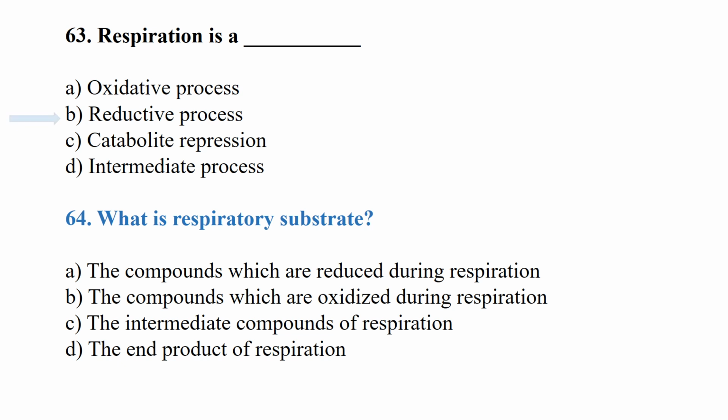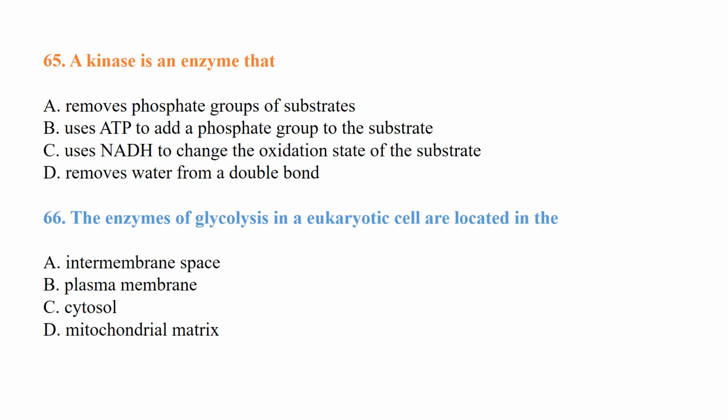Respiration is an oxidative process. What is the respiratory substrate? तो the compounds which are oxidized during respiration उसको हम respiratory substrates कहते हैं. A kinase is an enzyme that, kinase क्या करता है, uses ATP to add a phosphate group to the substrate. तो kinase हमेशा phosphate group को ऐड करता है और जब भी ऐड करेगा तो ATP को यूज करेगा.